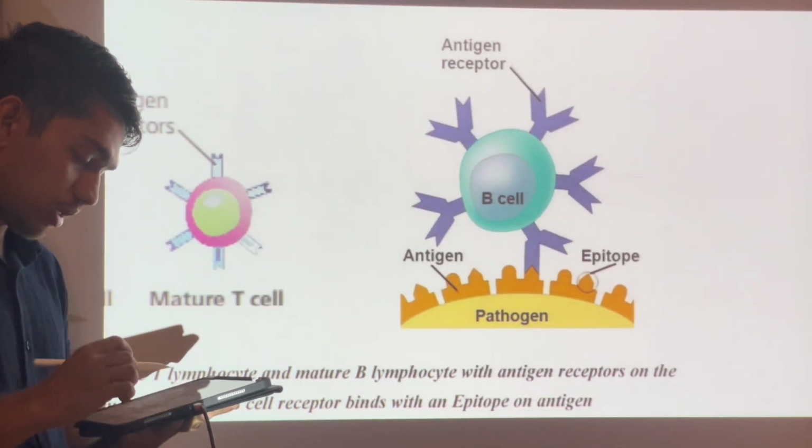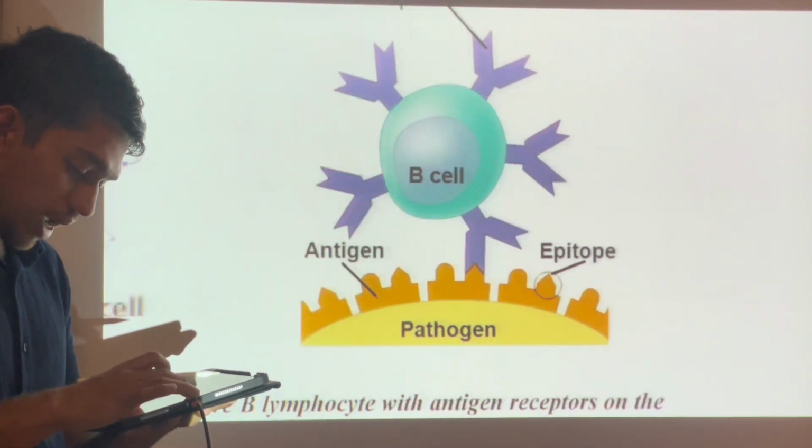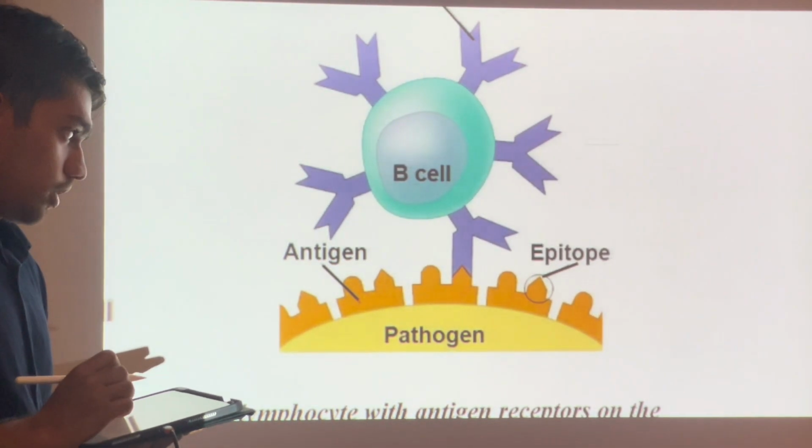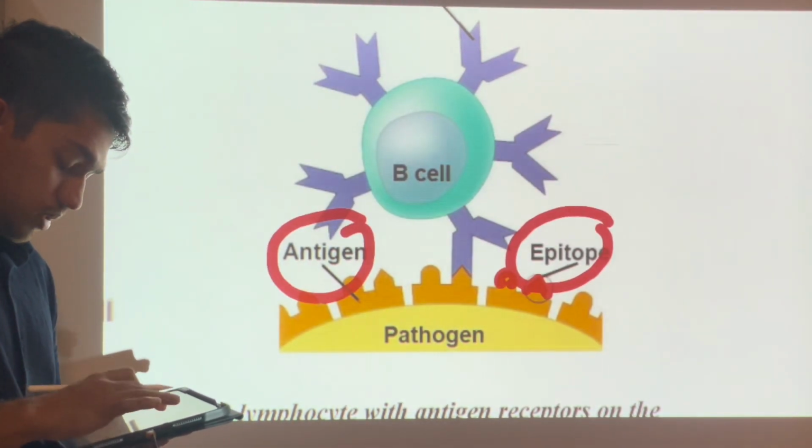So it's that same diagram. If this is the pathogen, this is the antigen, and in this simplified diagram it has two epitopes. This antigen has two epitopes, right?